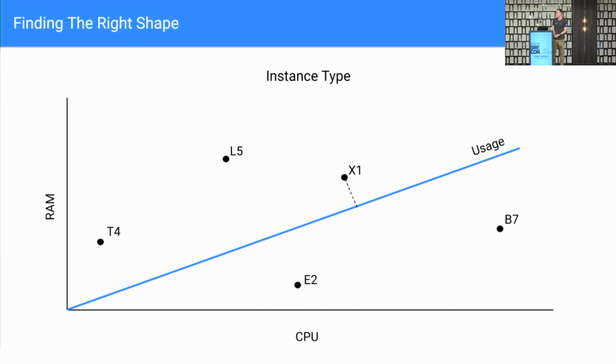VMs come in many shapes and sizes. Most commonly, you're going to be having to choose your CPU and your RAM. If you pick the wrong shape, then that means that you are paying for resources that you are not using.